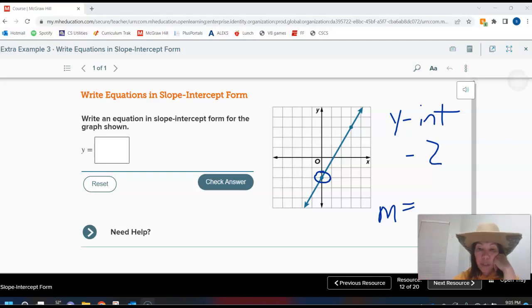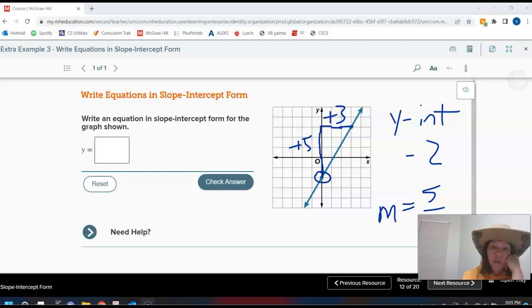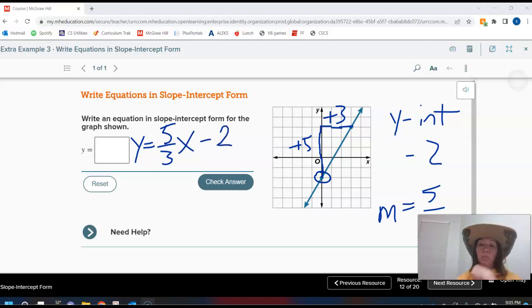So if I'm going from this point to this point, we have to go up 1, 2, 3, 4, 5, and over 3. So up 5 is positive 5, right 3 is positive 3. So the slope is 5/3. So y equals mx plus b plus -2. So I'm just going to put -2. Instead of plus -2, you could just put -2. So slope, y-intercept. And this is important to know because eventually we're going to be graphing lines using slope-intercept form.